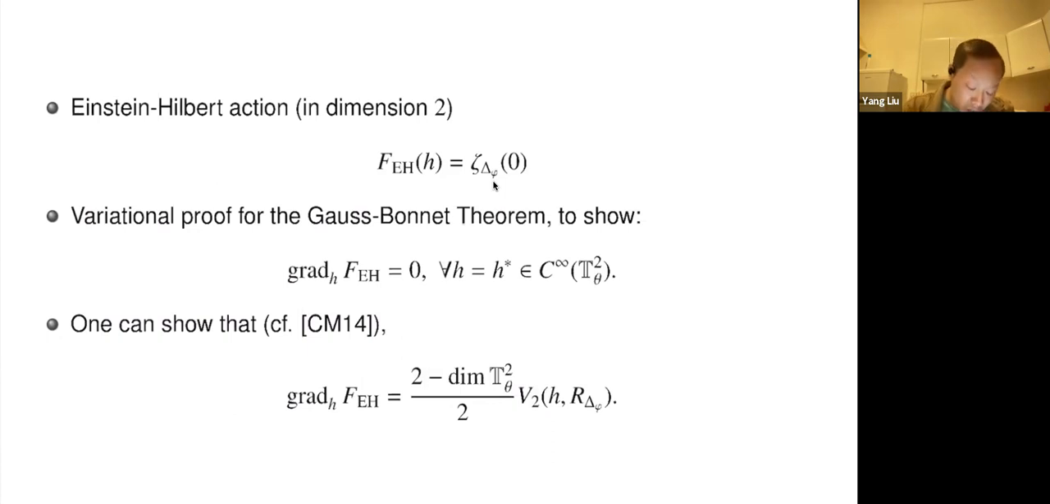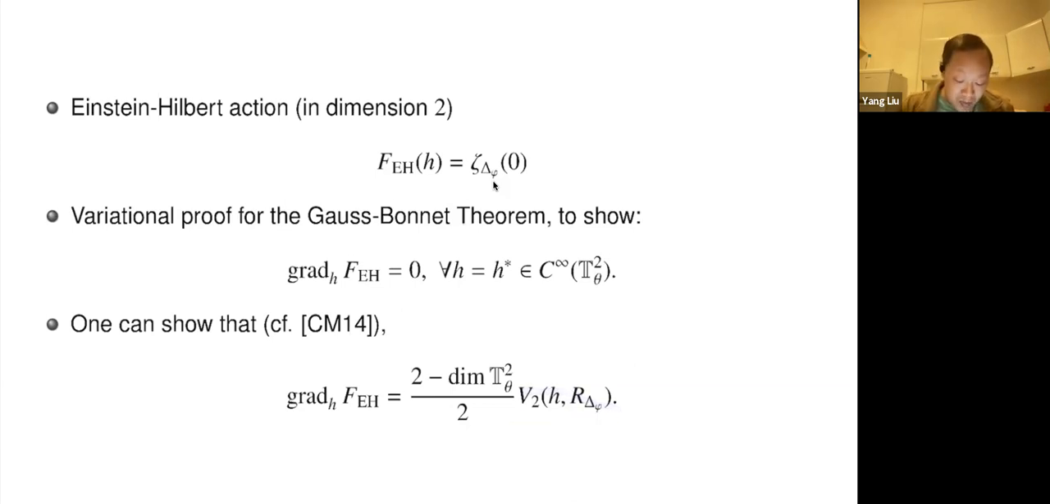So in Connes-Moscovici, they gave a variational proof to show this gradient is 0. It's 0 because this coefficient is 2 minus 2, where the dimension of the non-commutative torus is 2. Namely, you don't even need this information. So then you can prove the Gauss-Bonnet theorem. So that's the first one.